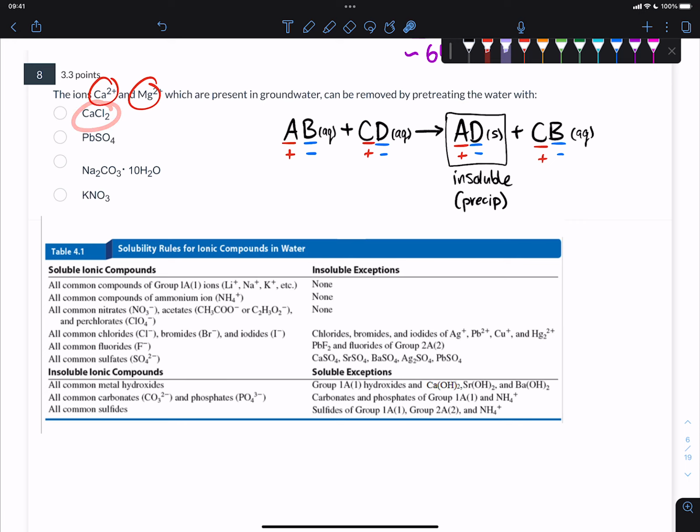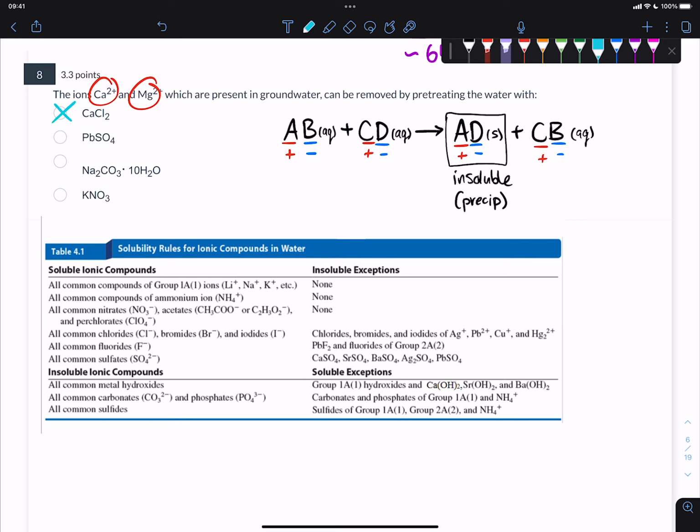So calcium chloride dissolved into the water that has these ions in it won't actually remove the calcium or the magnesium, because you don't get an insoluble product. Calcium chloride will just make more calcium chloride, or you might even get some magnesium chloride, but neither of them are insoluble. So this answer choice does not make sense.